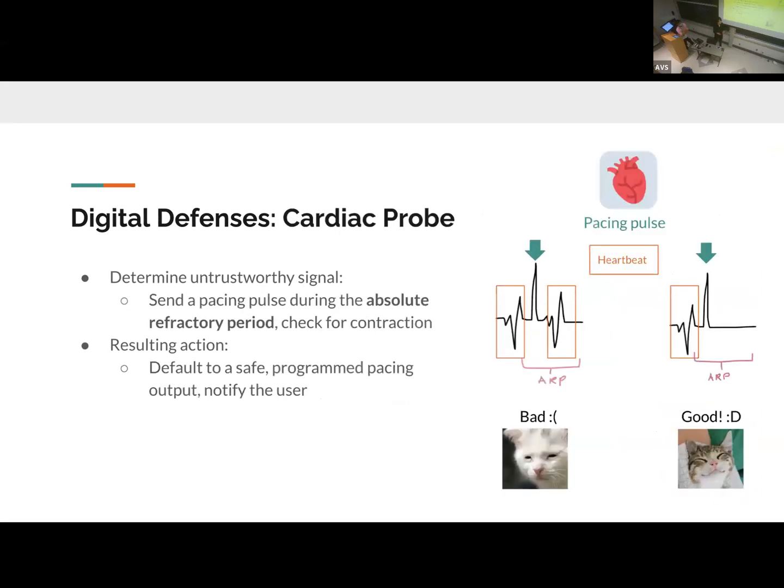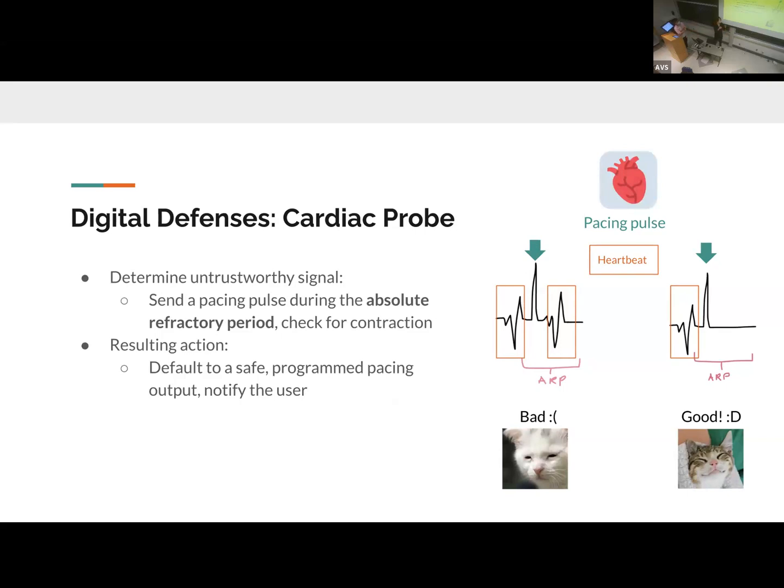As for specifically to the pacemakers, they propose this novel contribution where you can detect if your pacemaker is receiving a bad signal using biological fact. And the biological fact is when your heart contracts, it can't contract again immediately after because of something called the absolute refractory period. It's just the period of time where, well, the ion channels haven't restored yet. Biology stuff.